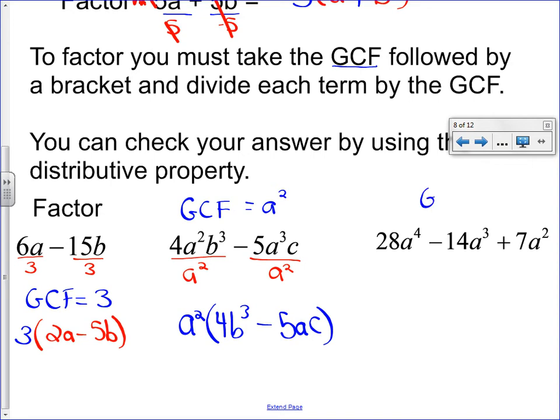What about this one? What would be my greatest common factor for this one? Zach? 7A squared. So that's like me saying I divide each one by 7A squared. So when I write my final answer, I know I'll put 7A squared on the outside, followed by a bracket. What am I left with inside that bracket after I factor this out? Nick?